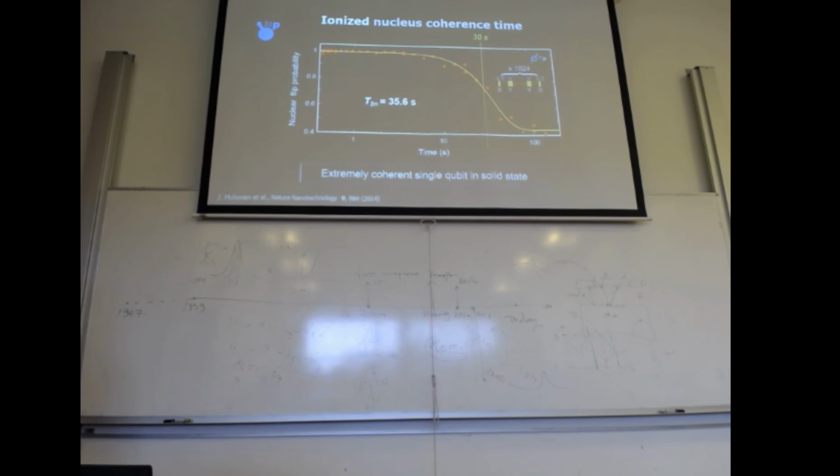The T2 star, the Ramsey T2 time, or the Hahn echo is more of the order of 100 milliseconds, 1 second. Okay, so it's an extremely coherent object. The absolute time scale is very long. Of course, one thing to always keep in mind is that it's also very slow to operate, the nucleus spin.